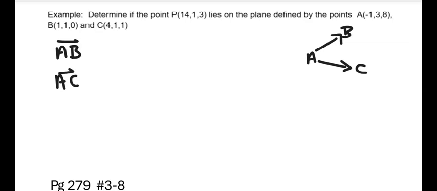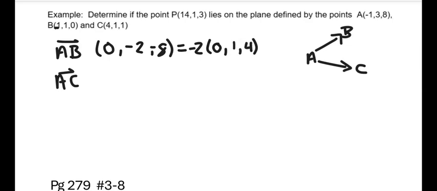Okay, and actually there's a mistake in the question. I need a -1 there. All right, -1, take away -1 is going to be 0. 1 take away 3 is -2, and 0 take away 8 is -8. That can be reduced. I can factor out a -2 there to give me 0, 1, 4. And then from A to C, I go from 4 down to -1. So that's a movement of 5. 1 minus 3 is -2, and 1 minus 8 is -7, and that cannot be reduced.